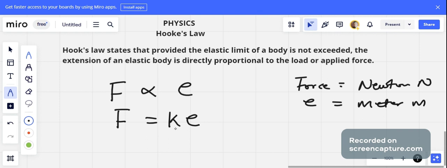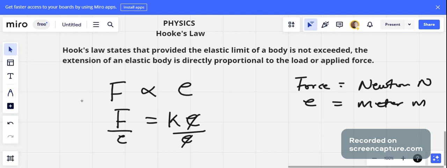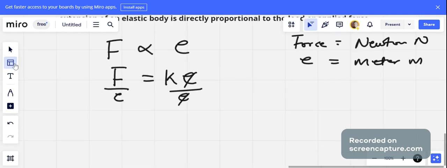And then if you make this constant the subject of the formula, what we mean by making it the subject of the formula is you make k stand alone. Since the operation that bounds k on this side of the equation is multiplication, if you divide both sides by e, e will be cancelled out and k will be left alone.